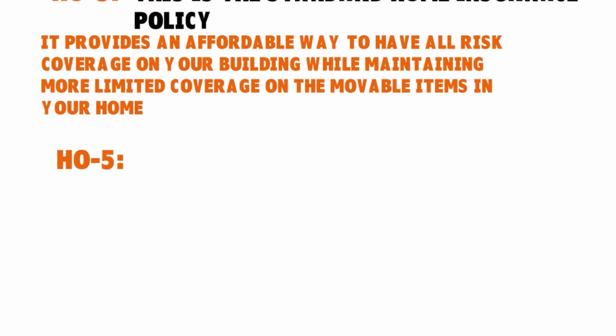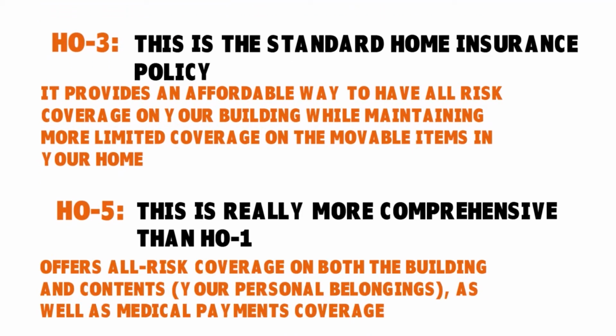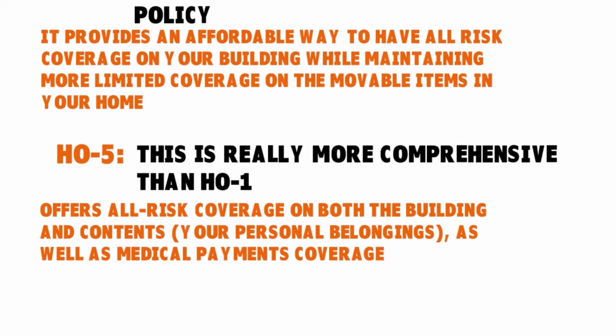And then you have HO-5. This is more comprehensive, at least it's way more comprehensive than HO-1. It is a comprehensive policy that offers all risk coverage on both the building and contents, in other words, your personal belongings, as well as medical payments coverage. So this type of policy offers the best protection. Of course, it is more expensive too, though.